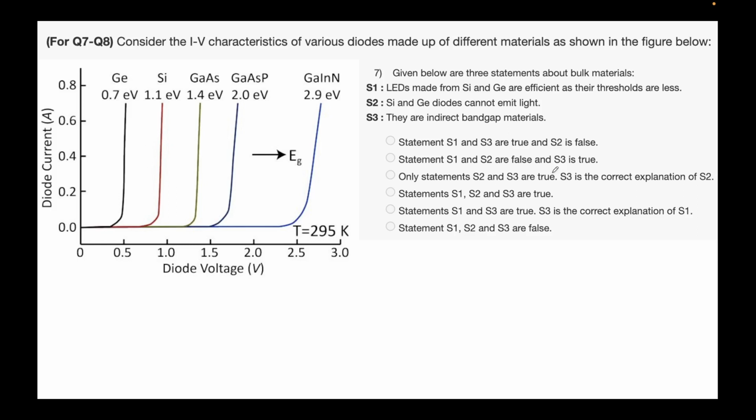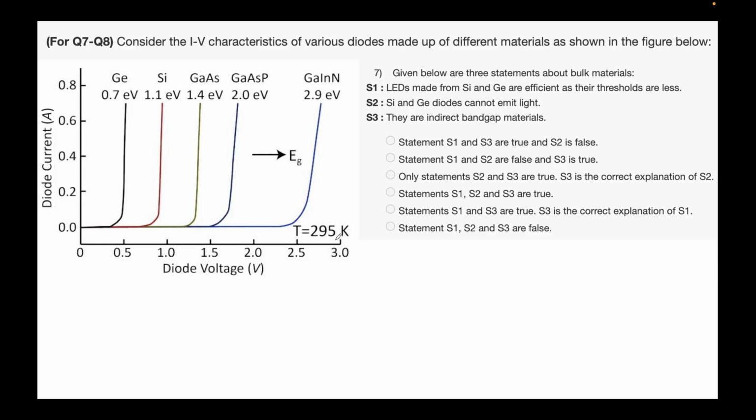Now we'll just quickly solve some problems. These are more to tickle your mind rather than your pen and paper calculations. Okay, so consider the IV characteristics of various diodes made up of different materials as shown in the figure. So you can see again this is the first quadrant that I was talking about. So we have different materials, so germanium, silicon, gallium arsenide, phosphide, gallium indium nitride, and so on.